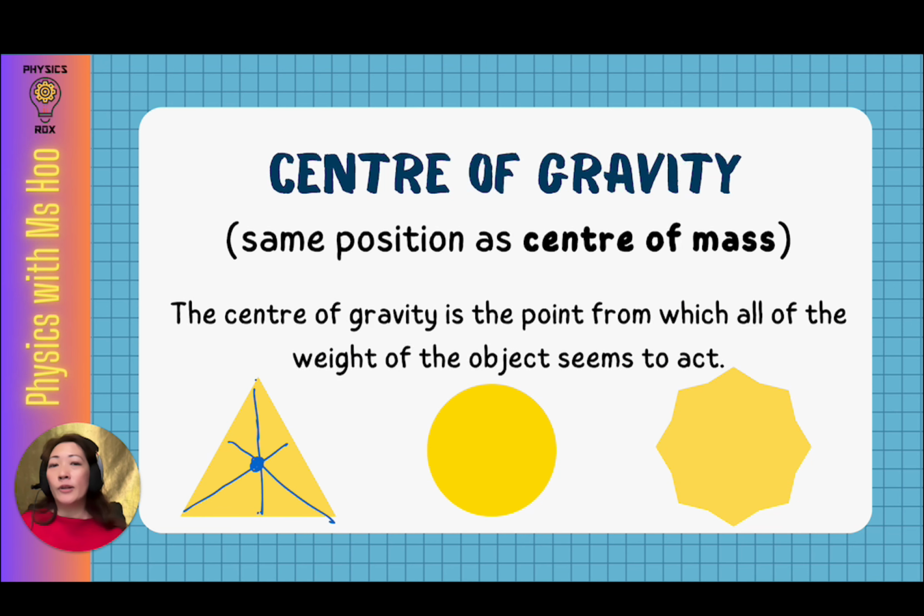And if you were to cut out this triangle from a piece of cardboard, you would find that the center of this triangle is equivalent to the center of gravity of this shape. This also applies for the circle and even for a polygon like this shape. So if you'd like to prove that those are the centers of gravity, you can actually do an experiment with a piece of 2D lamina.